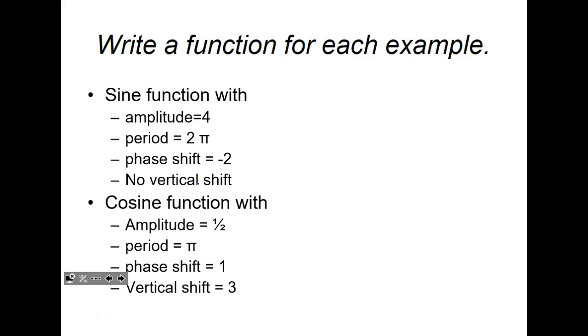So the first one, it tells us the sine function, so we'll have y equals, the amplitude is 4, so that tells me I will have a 4 right there in front of my sine. Okay, the period is 2 pi, so what number will be multiplied by my variable right here? A 1 or nothing at all, right?